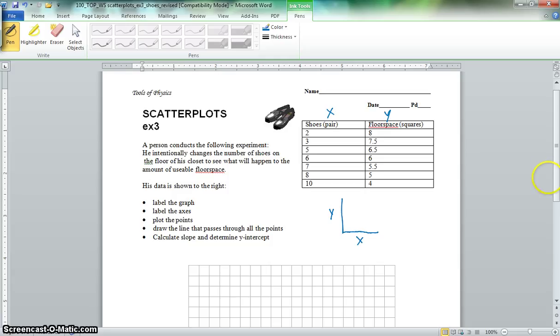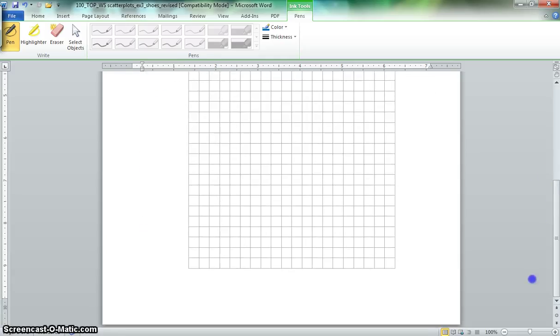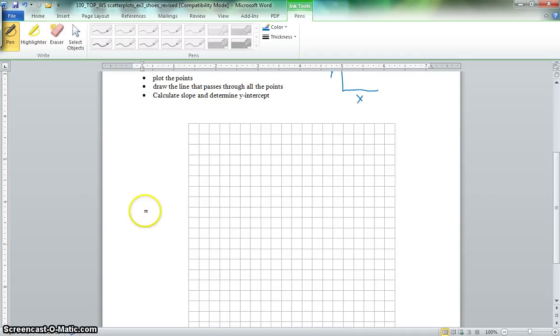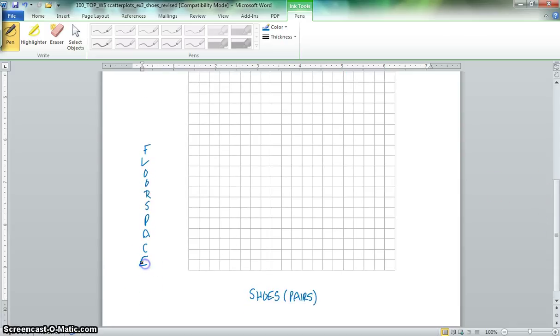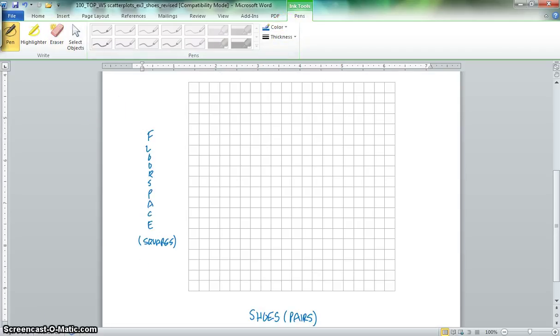All right, let's plot this graph here. So x-axis is going to be shoes. And first thing to do is put down the labels of the axes before you put down any points. And they're being measured in units of pairs of shoes. And I am going to be measuring the amount of floor space, or somebody measured the amount of floor space. And oh, that's not very good. There, now I've corrected it. I have floor space in squares on the y-axis and shoes in pairs on the x-axis.